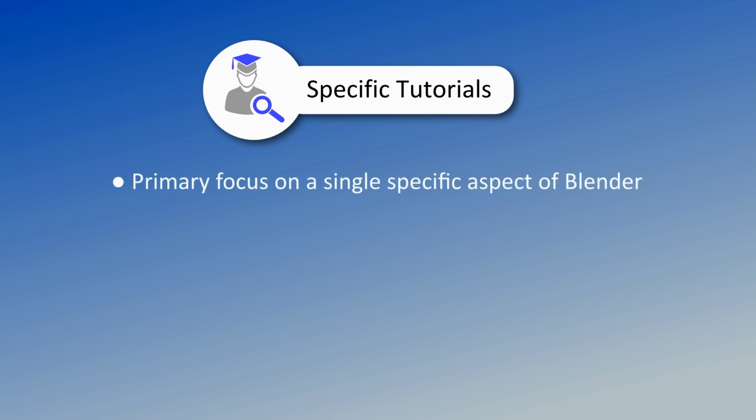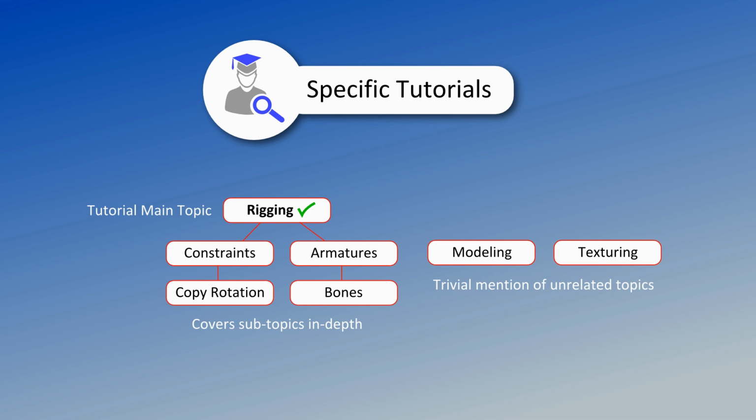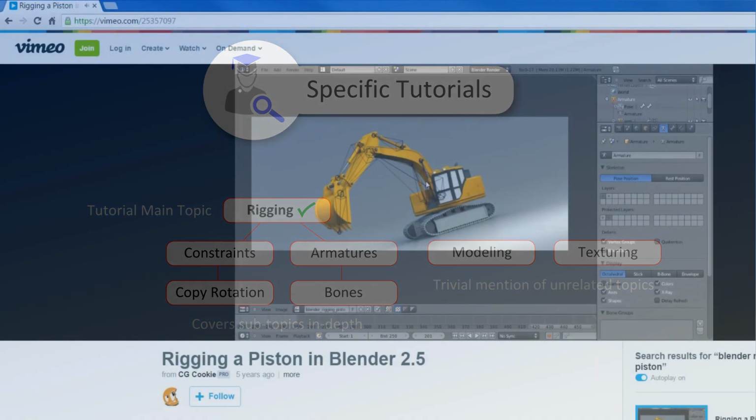These are resources whose focus is on teaching a single specific aspect of working with Blender in some way. Obviously, every tutorial will probably mention other topics as well, but a specific tutorial should only cover one key aspect of Blender in depth. This means that the subtopics which are directly related to the tutorial's main topic can be covered in depth, however, involvement of unrelated topics will typically be minimal. So if the specific tutorial is on rigging, for example, then clearly the author should be able to discuss constraints and armatures in depth, but not spend too much time on modeling and texturing.